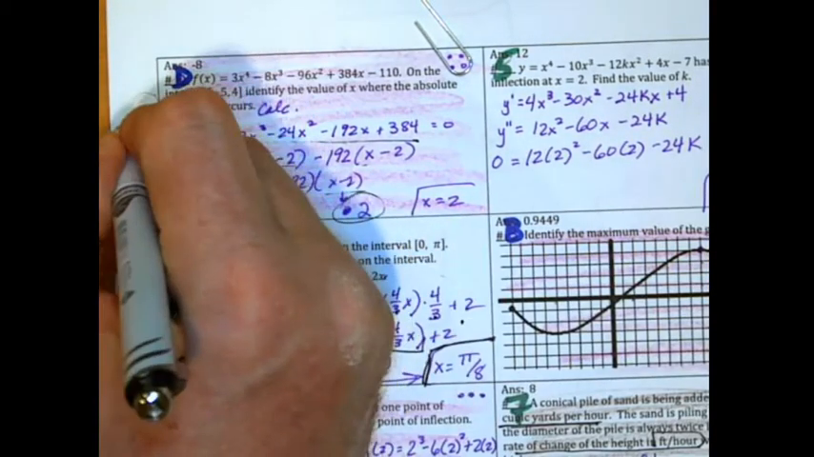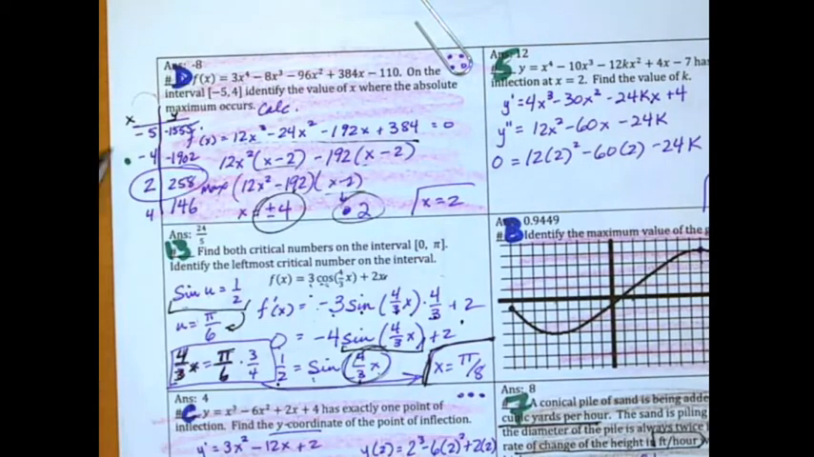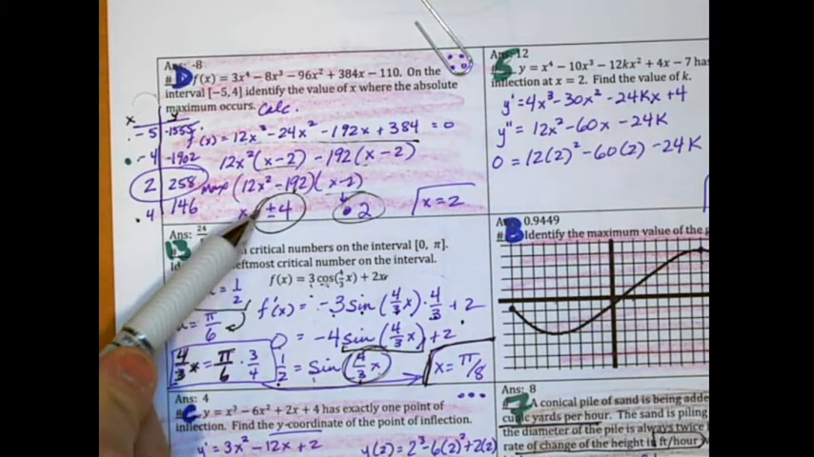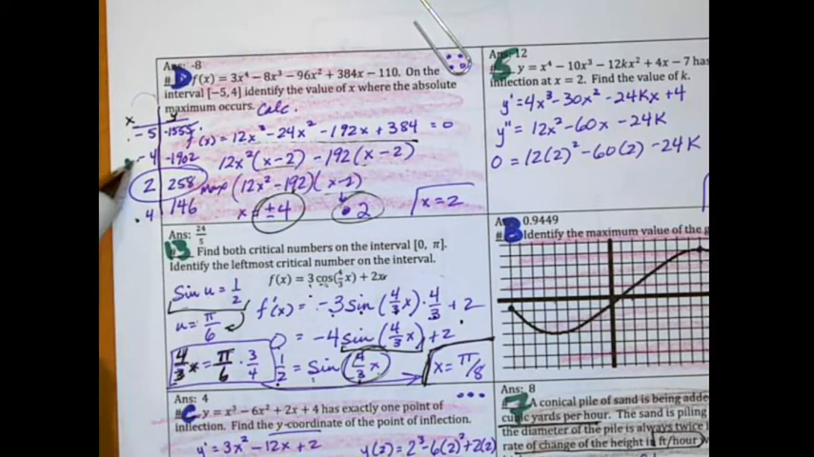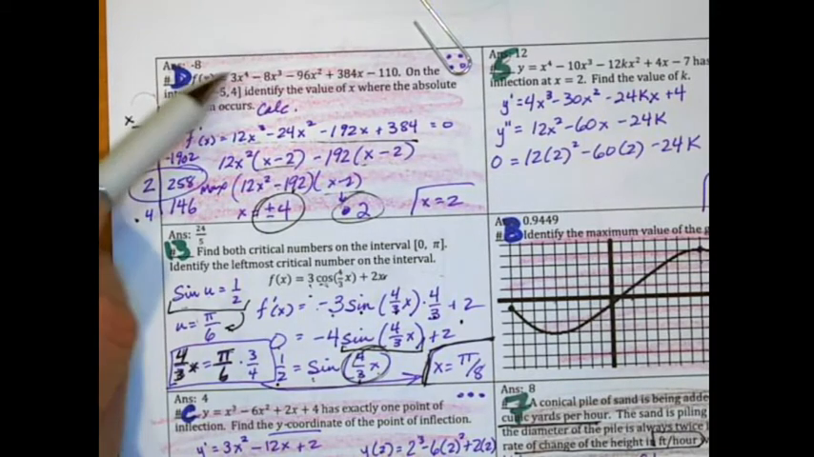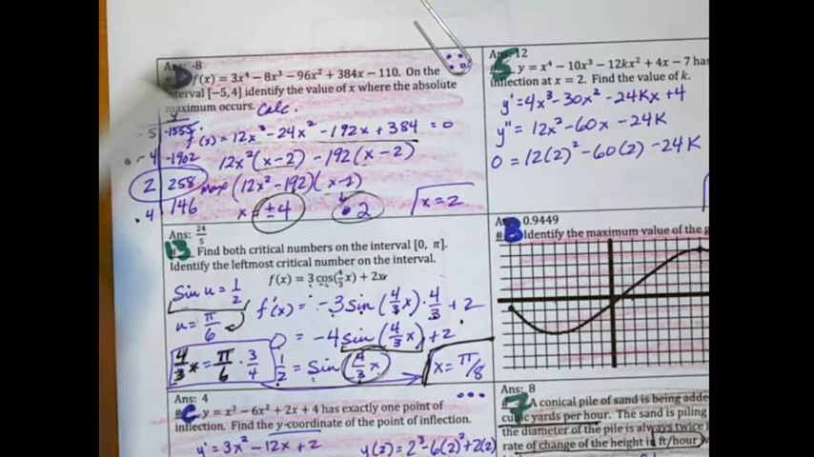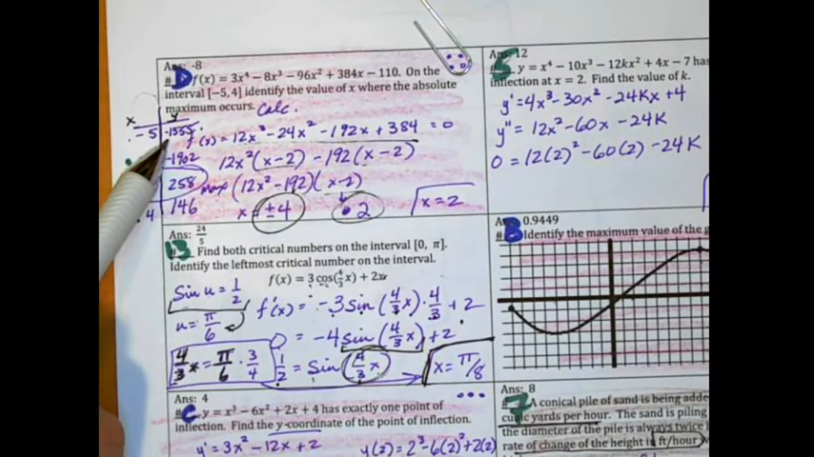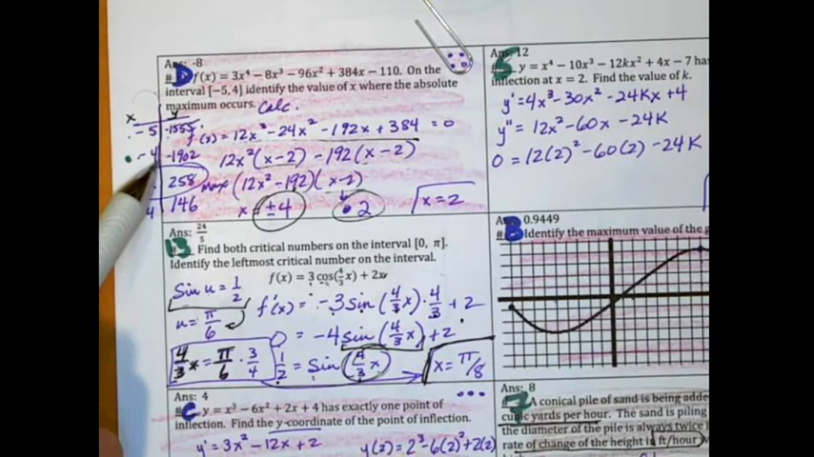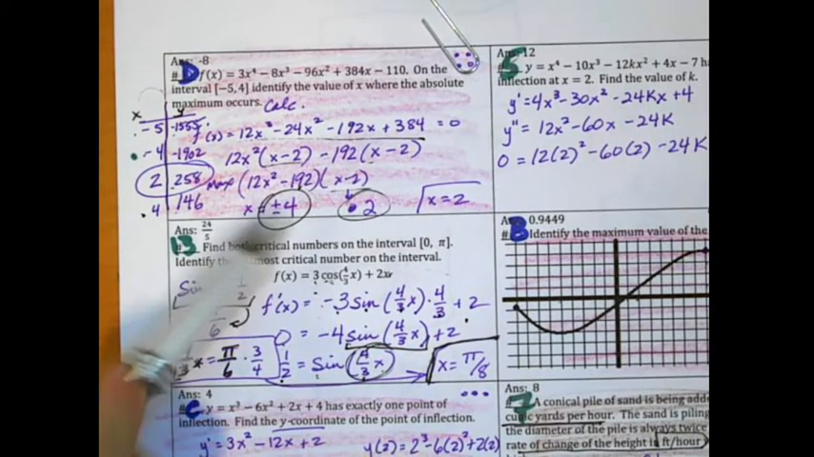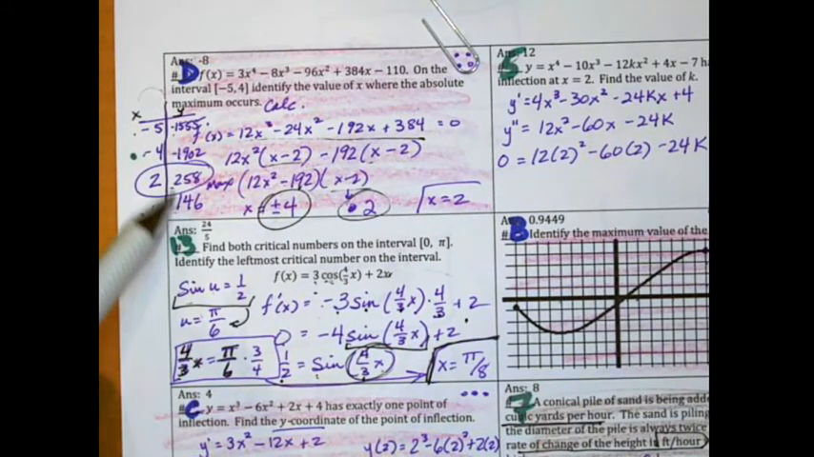So now what I have to do is make a table. I have to take the endpoints because the max or the min can occur at an endpoint. Four is already in the interval, and negative 4 is, and I'll check 2. When I plug these into the original equation, I get these values. I used my calculator because it was easier. Negative 1,555, negative 1,902, 258, and 146. So the max occurs at 2.